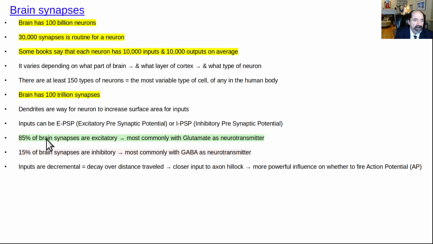Okay, about 85% of brain synapses are excitatory, most commonly with glutamate. Remember that, because monosodium glutamate has similarity to glutamate, the neurotransmitter. And glutamate is an amino acid. Amino acids can be neurotransmitters. That's another key point and relates to protein. Okay, 15% of brain synapses are inhibitory, most commonly with GABA. Okay, so that will come up later. We're not going to get into that so much.